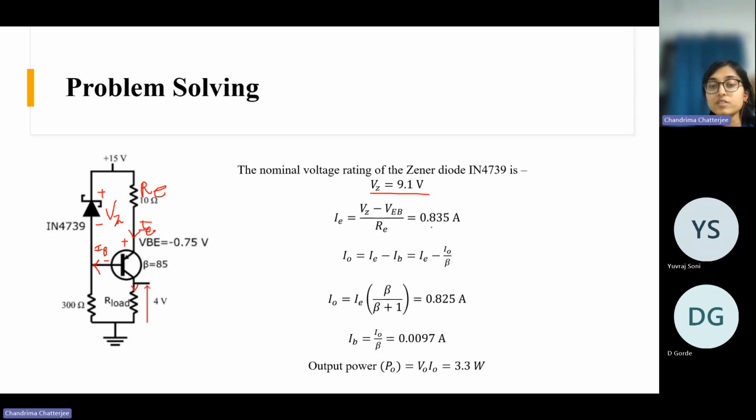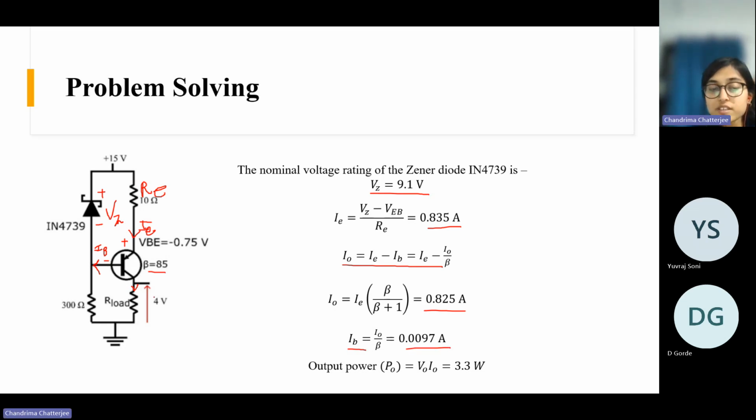So we can find out the emitter current. The beta for this transistor is given as 85, so we can easily find the load current. Load current is 0.825 ampere. And what will be the base current? Base current is I naught by beta, as the load current and collector current are the same. If you divide the collector current by beta, you get the base current. This is the base current.